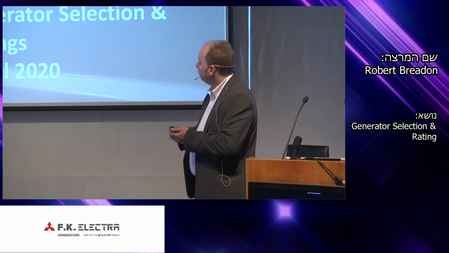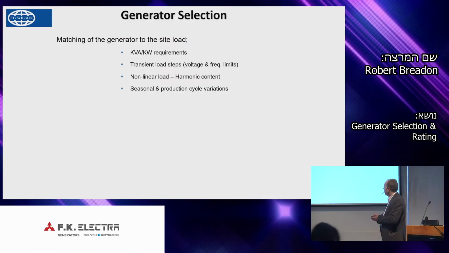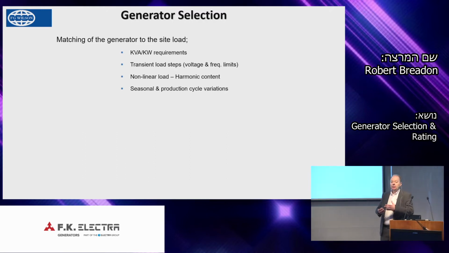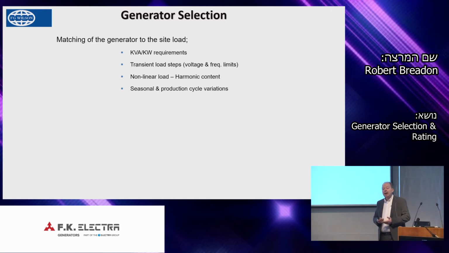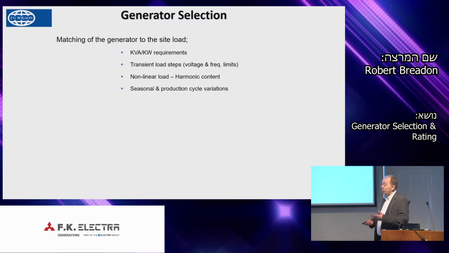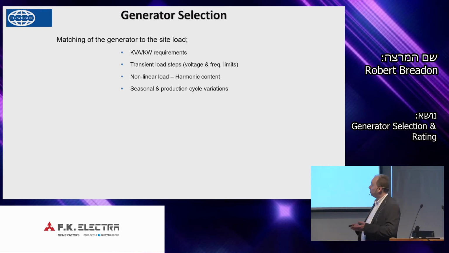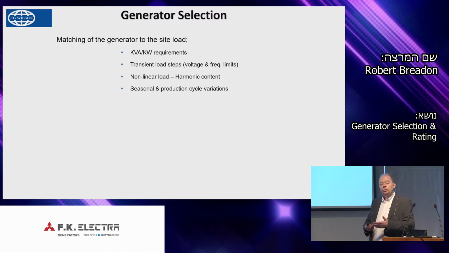So I'm going to, first of all, talk about generator selection. The selection of a genset, actually the application of the genset to the application, is very critical. And there are some key elements that we need to really consider when we're matching the genset to the application. Some of these are quite obvious. Obviously the kVA and kilowatt requirements. What types of loads are we actually having to supply? The transient response that's required. So if the machine has to pick up a very large load, how does the machine react to that? So we have to deal with the transient elements.